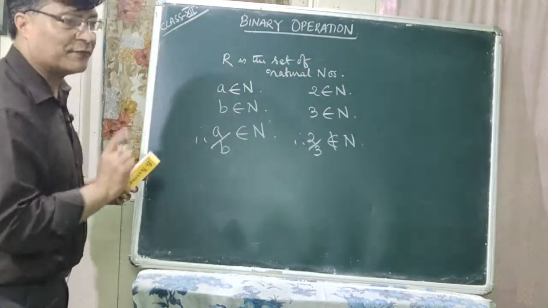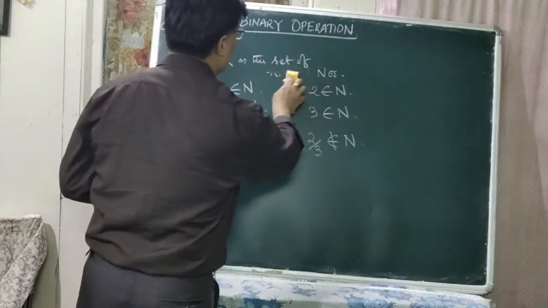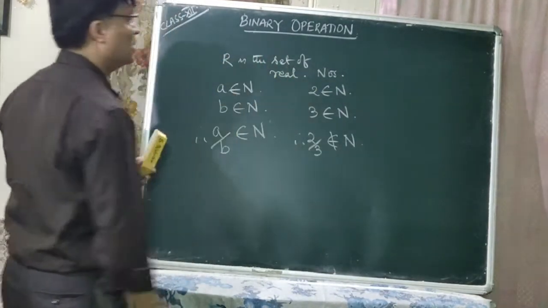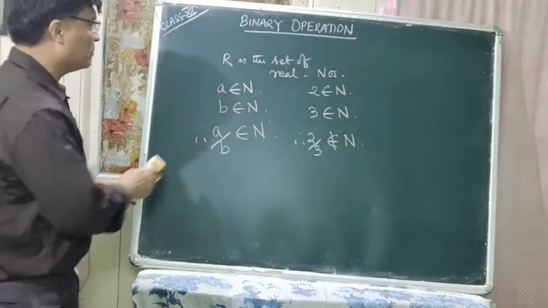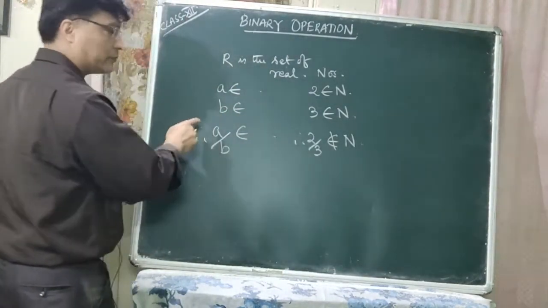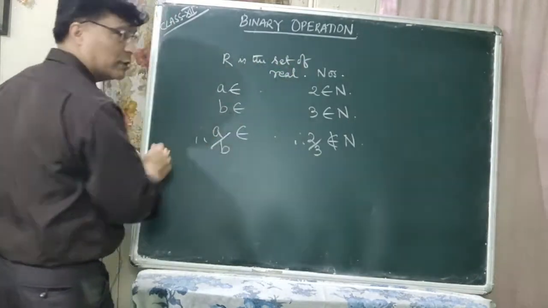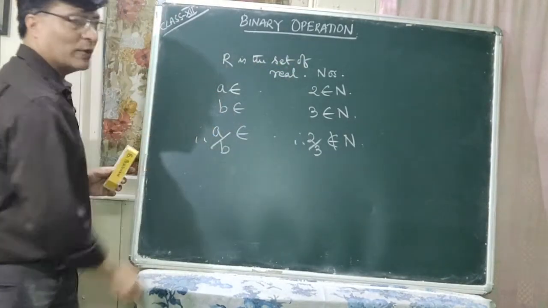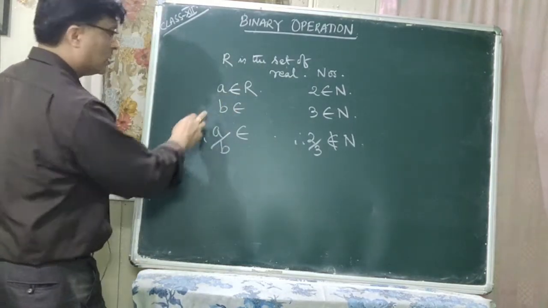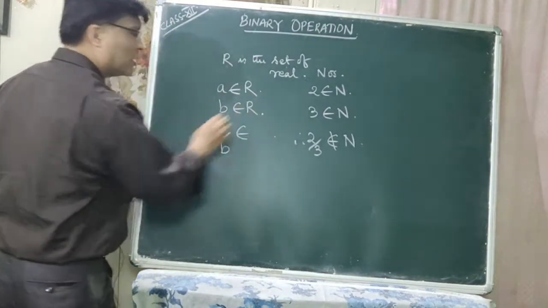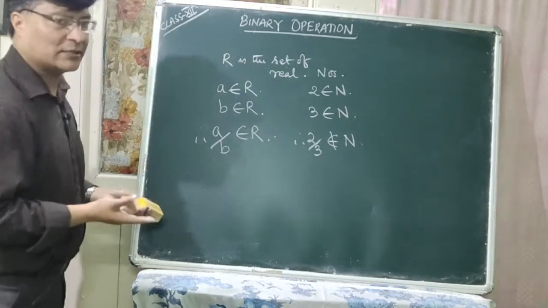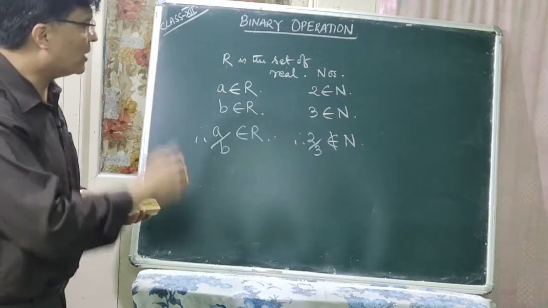Suppose R is the set of real numbers, and let us take two elements. Small a belongs to the set of real numbers, small b belongs to the set of real numbers. Can you say that a by b belongs to the set of real numbers? Yes, of course. So let us take an example.